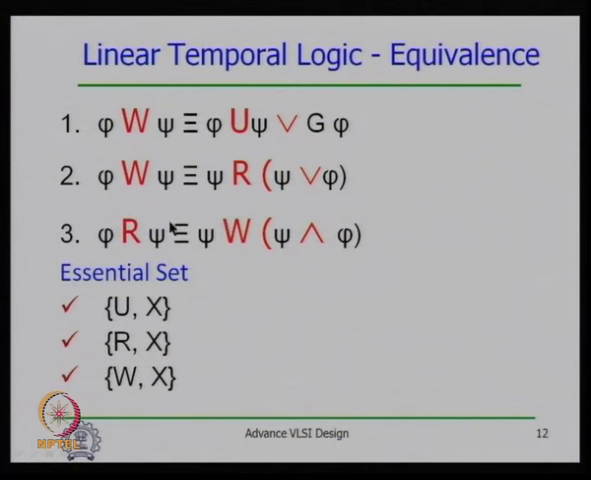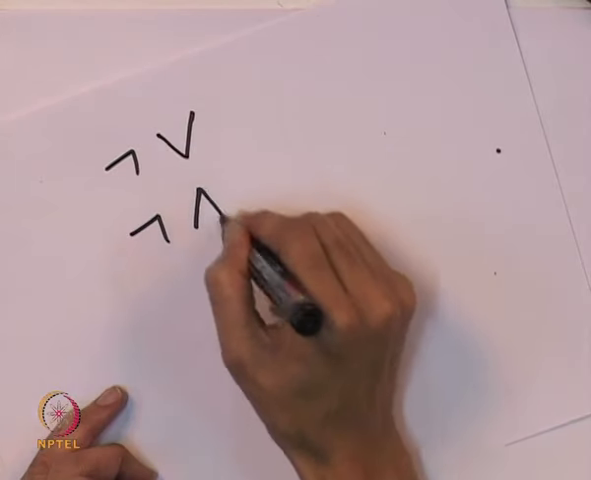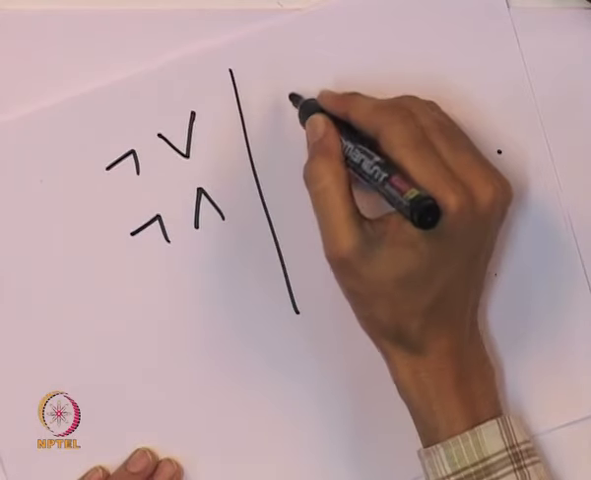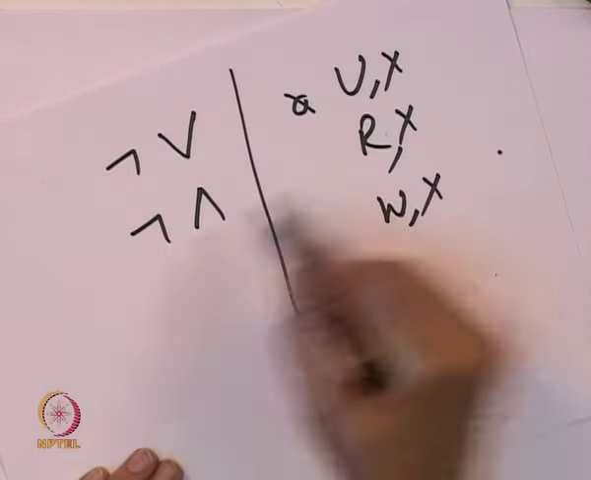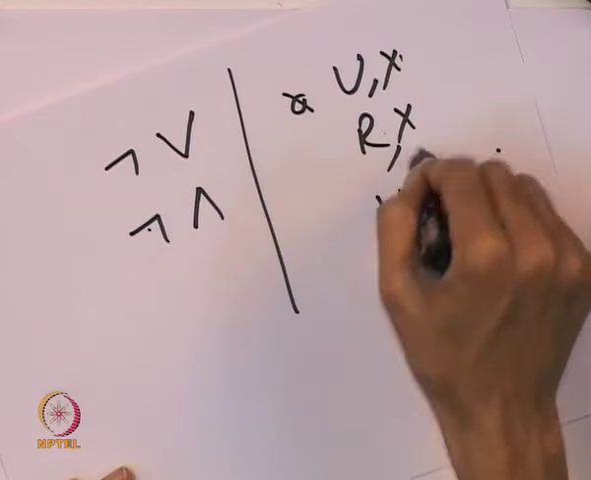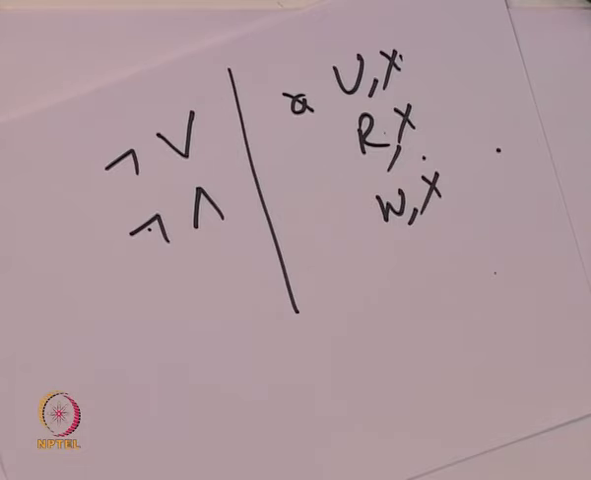Now in this way you can define the equivalence between these operators. If you want to see which are the essential sets, out of these 6 operators you can say I need either U or X, or R or X, or W and X. Either set is okay. So you need 2 operators from the temporal logic and 2 operators from the static logic. From static you need either this set or this set, both of the sets are okay, and from the temporal you need U, X, this one or this one. So you can pick any of these 2 and any of these 3, and that can define the complete set.